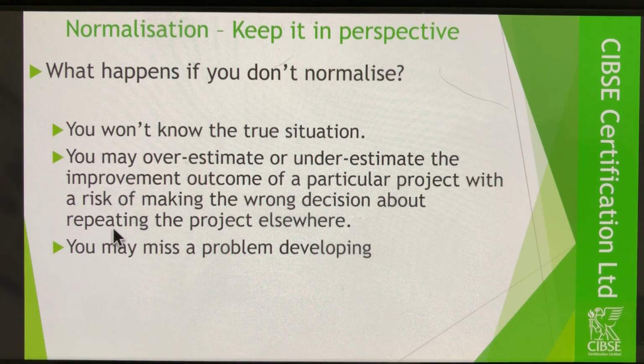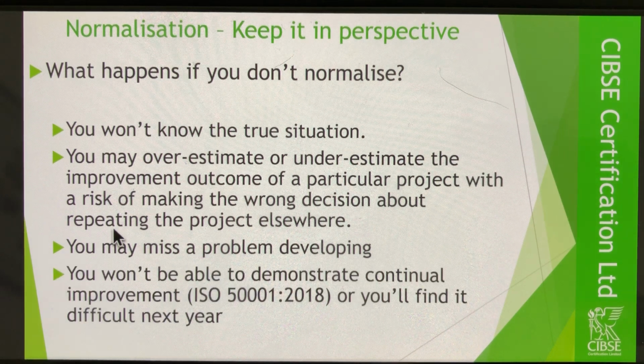And in terms of ongoing monitoring of performance, you might miss a problem developing. You might not see performance dropping off because the variable is counteracting the drop-off in performance. And of course, if you are operating a 50001 system, and anyone using a significant amount of energy really should be, you'll find it difficult to keep demonstrating continual improvement. So if the numbers are in your favour in one year, it'll help you show continual improvement, but the likelihood is they'll be in the opposite direction the next time you look at it, and it'll make it difficult going forward. The whole point of 50001 is you don't take your eye off the ball, you continually monitor performance.